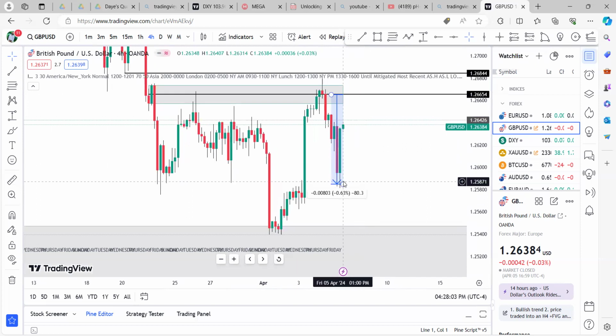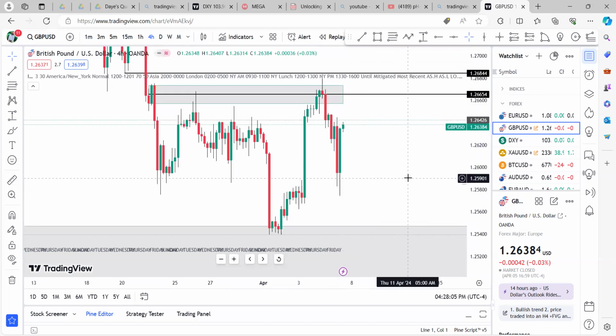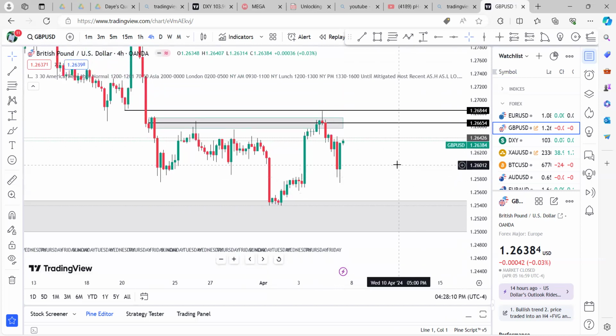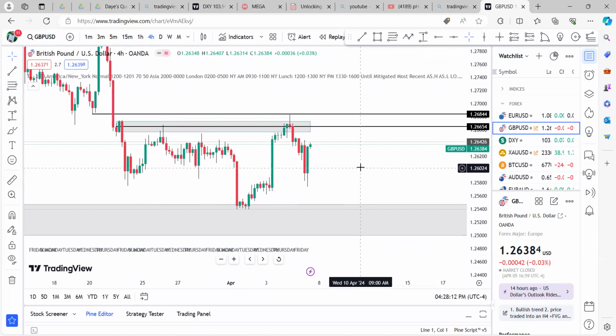Yes, so this is the power of price action. No indicator, no trend line, just reading price and then analyzing what the price is giving you. So that is it for last week.